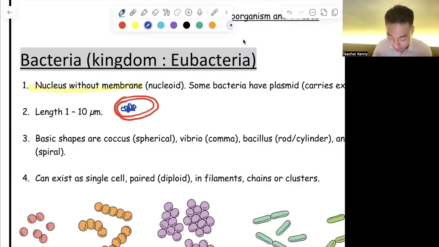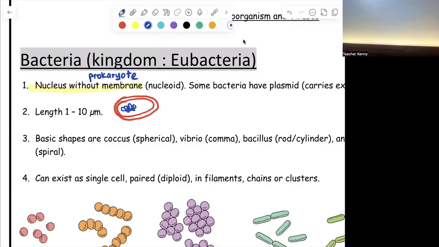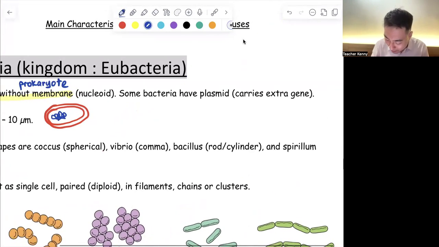And this kind of organism without a membrane around the nucleus, we call it, let me write here, prokaryote. Please watch last week's videos for this. Let me turn on the light first. Okay, brighter for me.